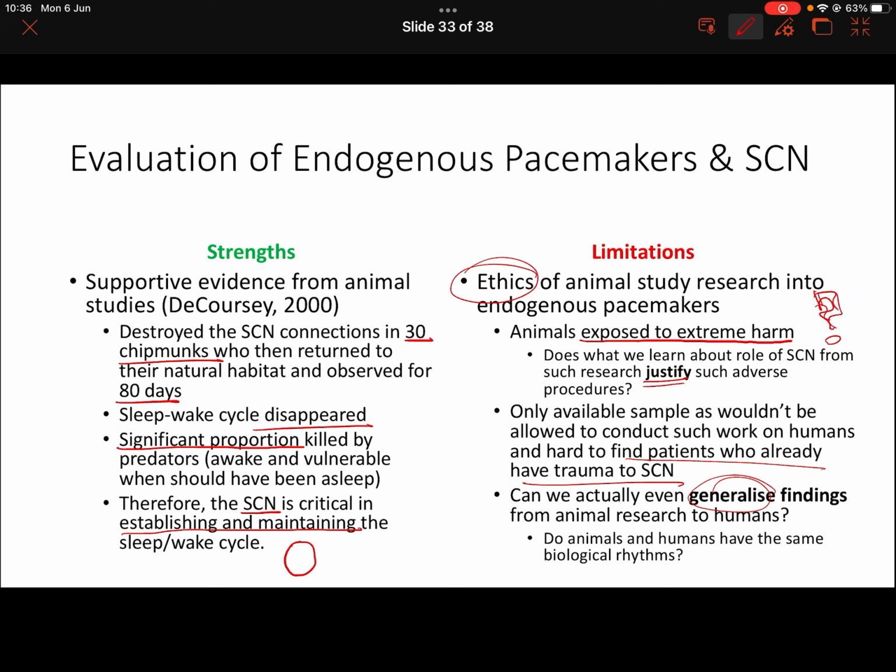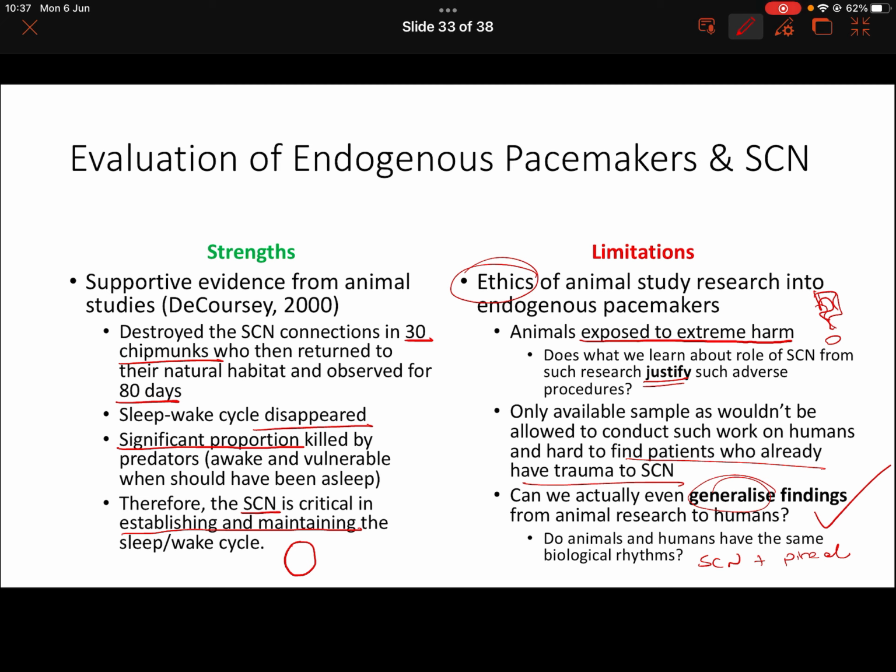The other question that we need to ask is, can we generalize the findings from animals to humans? Yes, we can. Animal studies are typically justified here because there are very similar mechanisms at work across species. The existence of the SCN and the pineal gland in chipmunks means that generalizations can be made to the human brain, as the mammalian brain has really similar structures.